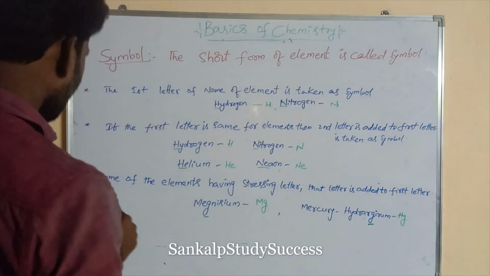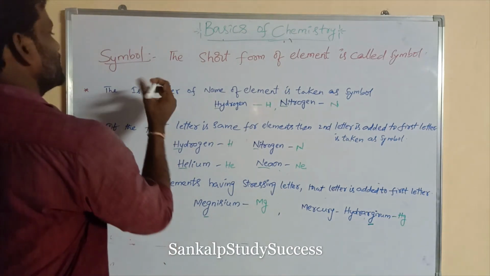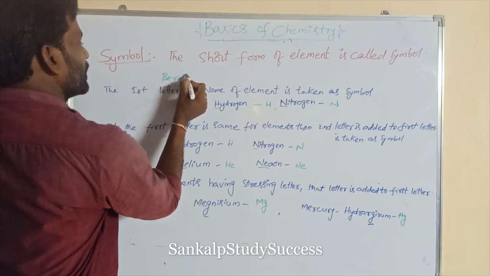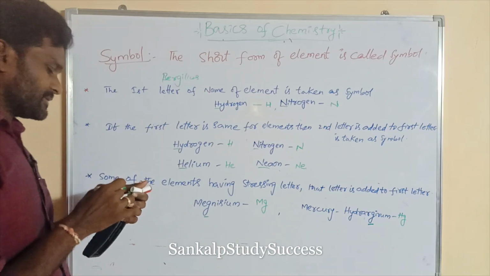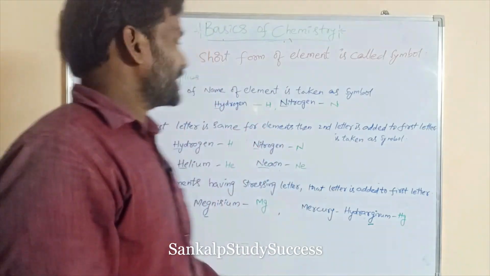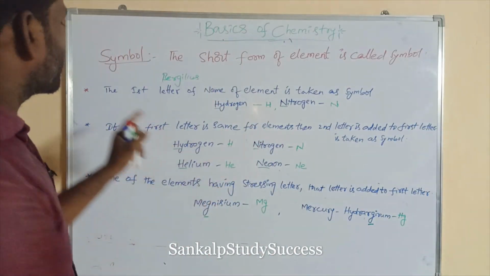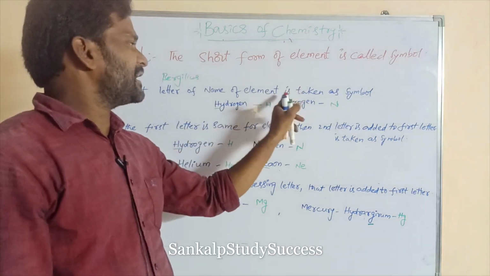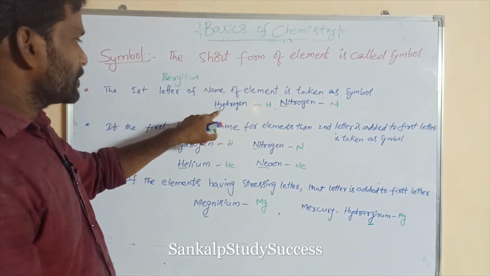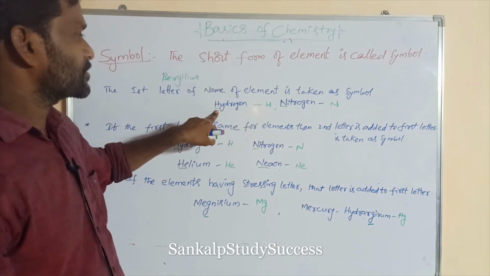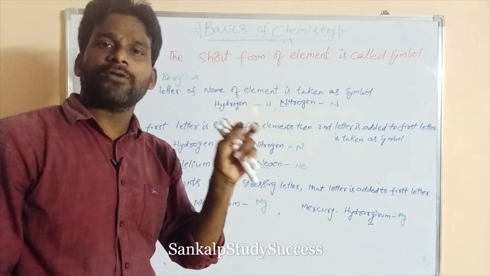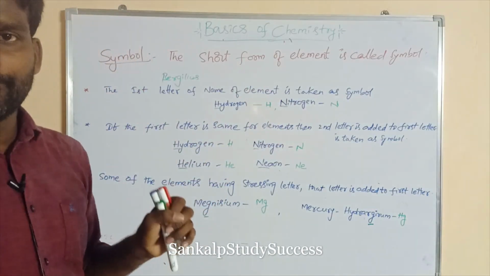Now, according to Berzelius, who is the scientist, the first letter of the name of an element is taken as the symbol. That is the first point. For example, hydrogen. What is the first letter? H. So that can be taken as the symbol.